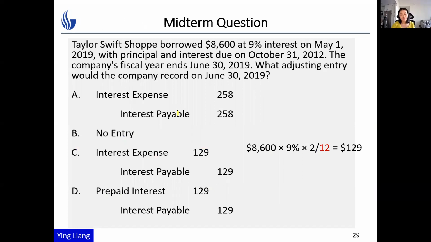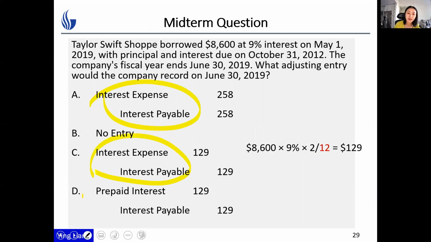Going back to the midterm, we actually have a very similar question. Since it's a multiple choice question, it's kind of easier. First, the journal entry side must be either A or C, because when we adjust entries, it's always involving revenue or expense. The hint here: we have expense here, expense here. We don't have expense on D. So D is excluded.